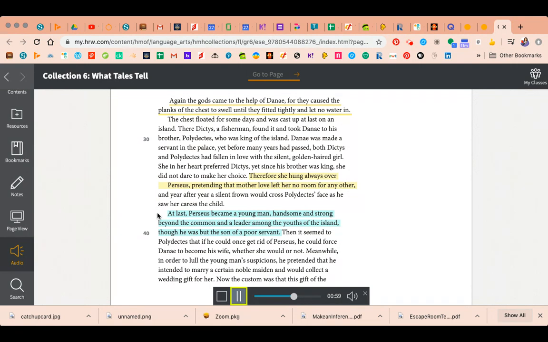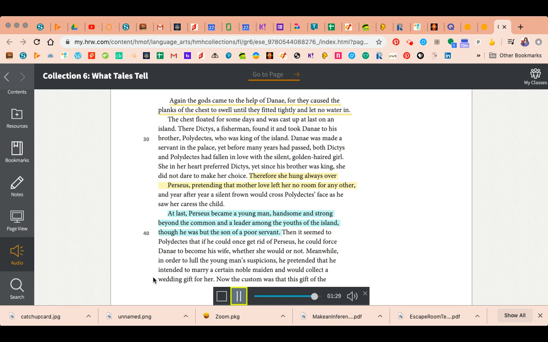At last, Perseus became a young man, handsome and strong beyond the common, and a leader among the youths of the island, though he was but the son of a poor servant. Then it seemed to Polydectes that if he could once get rid of Perseus, he could force Danae to become his wife, whether she would or not. Meanwhile, in order to lull the young man's suspicions, he pretended that he intended to marry a certain noble maiden and would collect a wedding gift for her.